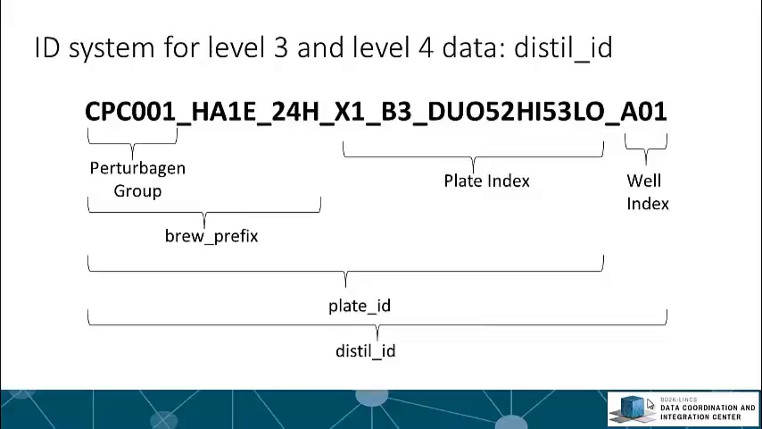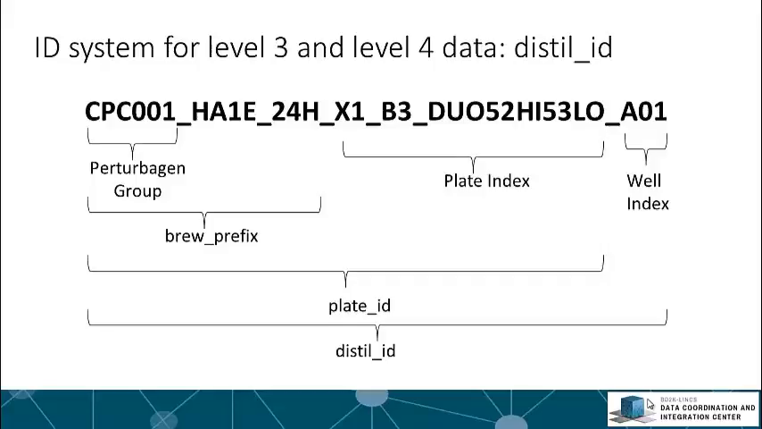I think it is useful to have an in-depth analysis of the LINCS L1000 ID system. The IDs reflect the experiment setup and link data and metadata. This slide shows the distil ID, which is the ID for a replicate gene expression profile. Since both level 3 and level 4 data are on replicate level, it is this ID that is used as the index for the level 3 and level 4 data. The distil ID consists of brew prefix, plate index, and well index. Brew prefix equals batch as previously mentioned.